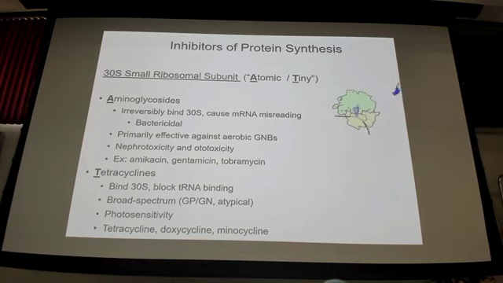And we have aminoglycosides and tetracyclines. These will target the smaller subunit. With aminoglycosides like amikacin and gentamicin, this will cause a misreading of the mRNA as it's being fed through the 30S subunit. Tetracyclines similarly will block tRNAs from binding when they're coming into that A site. And they have, again, a tendency to have a very broad spectrum of activity. Most bacteria are susceptible to tetracyclines.